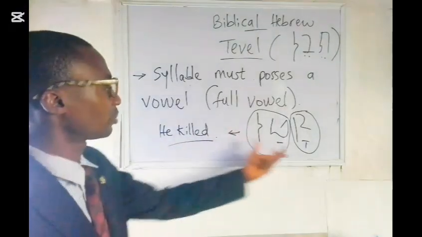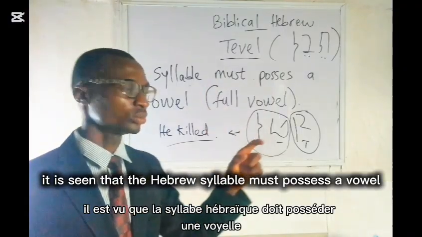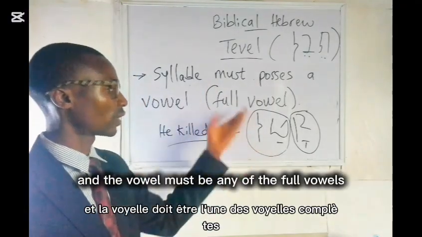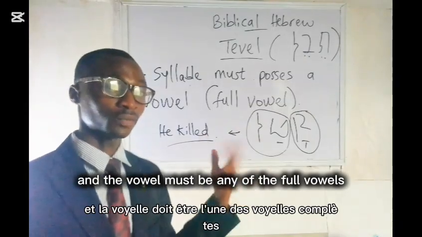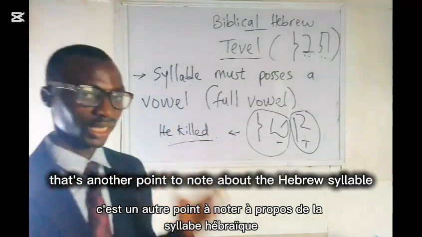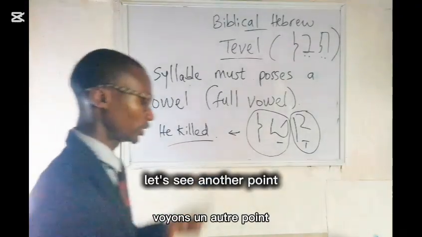So from this point I highlighted, it is saying that the Hebrew syllable must possess a vowel, and the vowel must be any of the full vowels. So that's another point to note about the Hebrew syllable. Let's see another point.